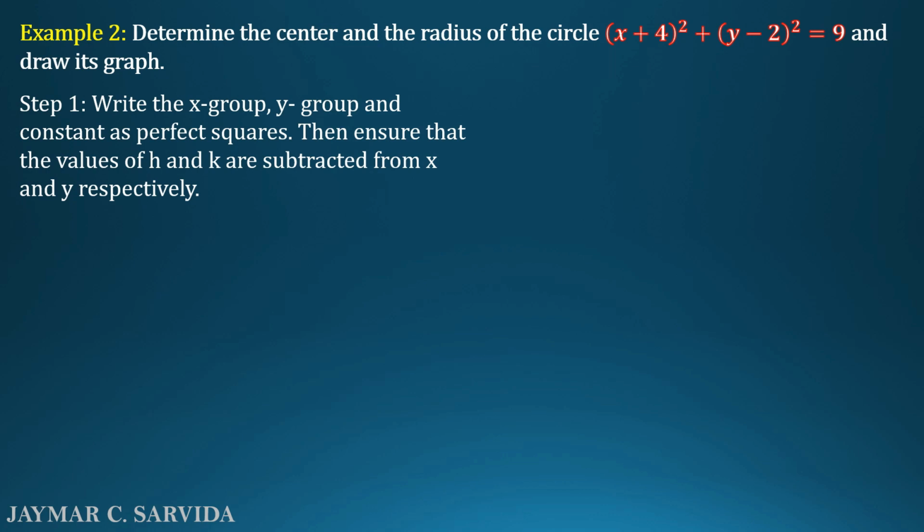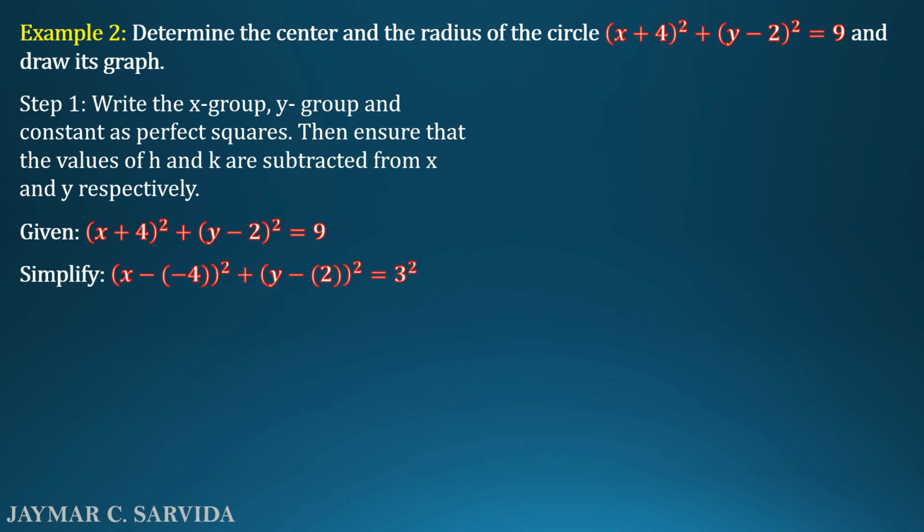Since our given is already written in the form of quantity of x minus h squared plus quantity of y minus k squared equals r squared, we will just copy it. So that is our given. And then identify the values of h and k of the center of the circle and r for the radius. So, simplify that one.